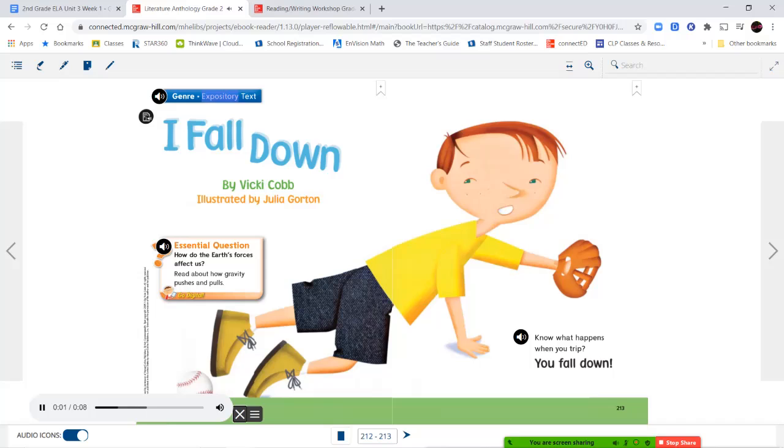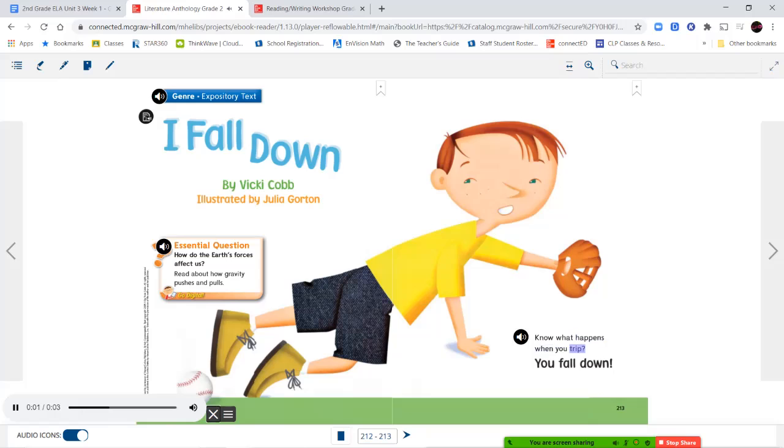Genre: expository text. I Fall Down by Vicky Cobb. Illustrated by Julia Gorton. Essential question: how do the Earth's forces affect us? Read about how gravity pushes and pulls.